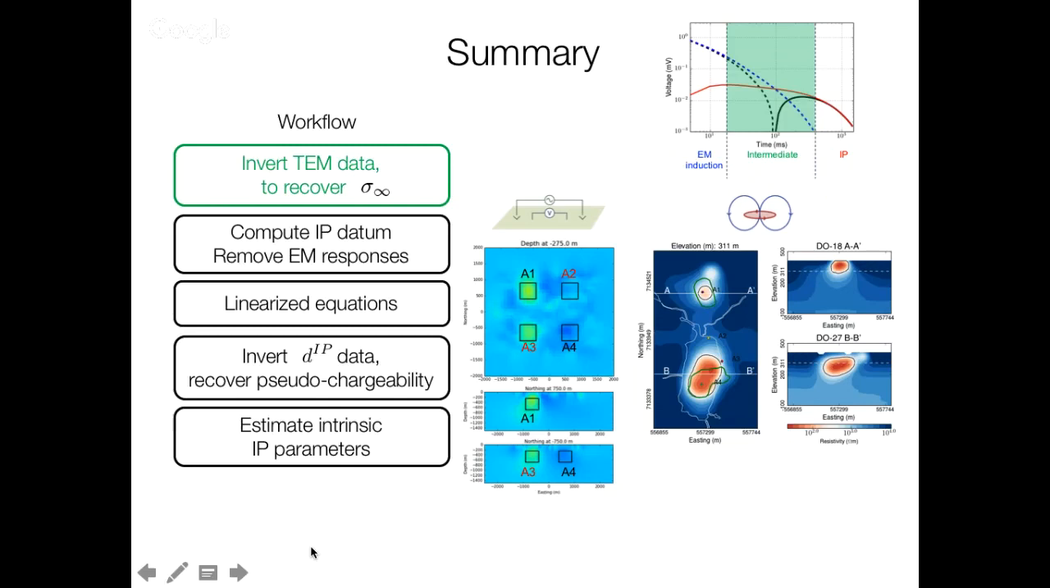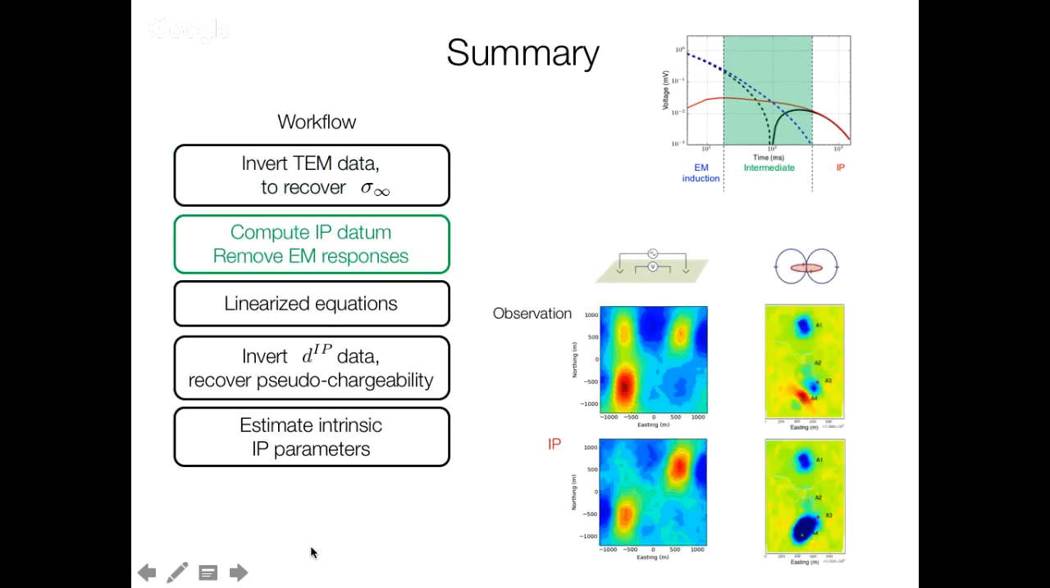Our first step was to invert to recover the background conductivity in a grounded system. We ended up with something like this. In an inductive system, we ended up with something that looks like this, right? So either way, we can get a background conductivity.